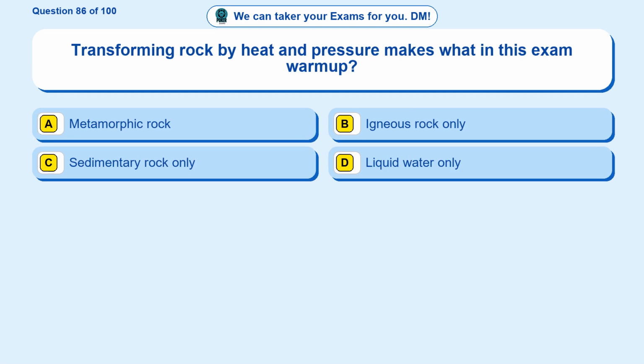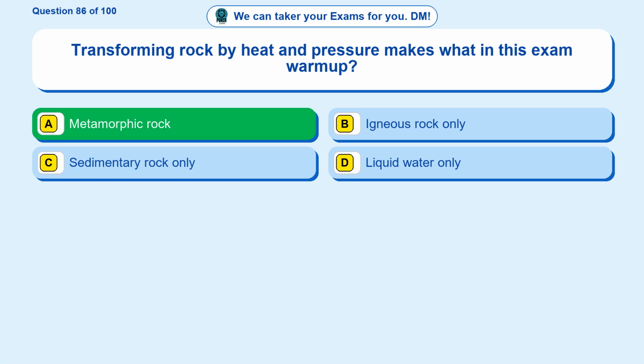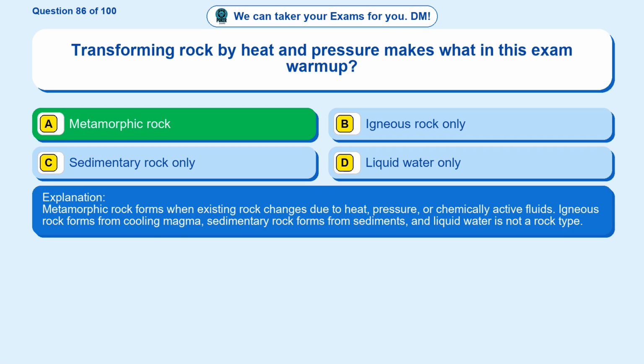Question 86. Transforming rock by heat and pressure makes what in this exam warm-up? Option A, metamorphic rock. Option B, igneous rock only. Option C, sedimentary rock only. Option D, liquid water only. The correct answer is option A, metamorphic rock. Metamorphic rock forms when existing rock changes due to heat, pressure, or chemically active fluids. Igneous rock forms from cooling magma, sedimentary rock forms from sediments, and liquid water is not a rock type.